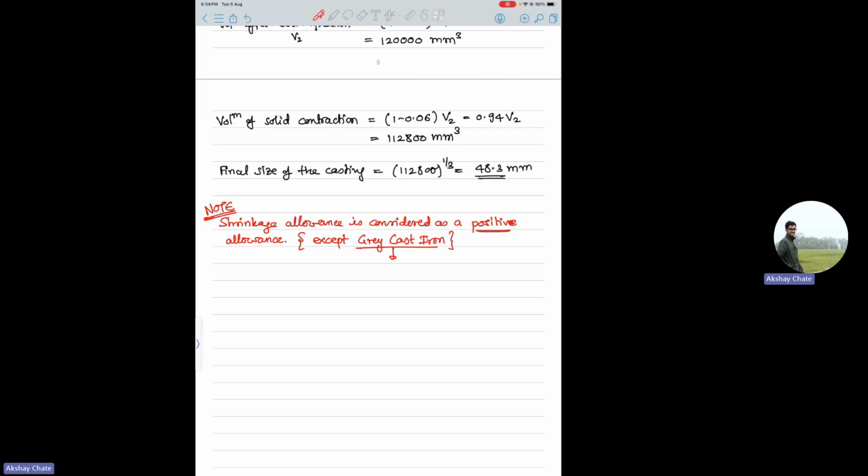You have to consider that this material typically expands during liquid cooling and the solidification process. So during these two processes, it expands, and it contracts during solid shrinkage. Okay, so this is a very favorite topic of GATE examiners.